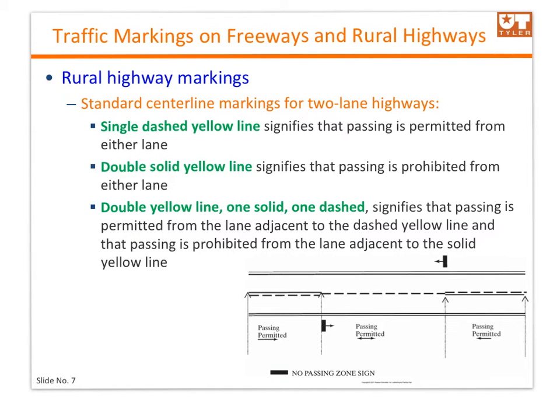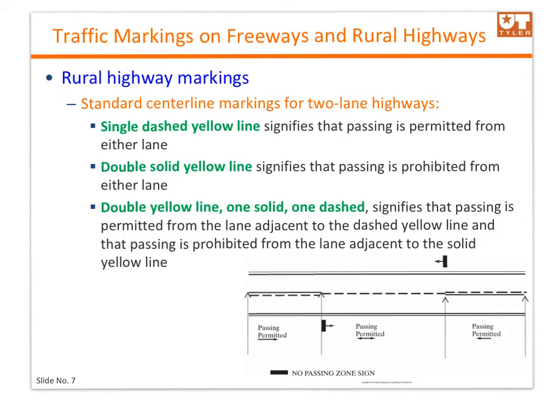When it comes to the rural highway markings, for the standard center line markings for 2-lane highways, we're having 3 types of center line markings. The very first one is single dashed yellow line. We're having double solid yellow line. We have double yellow line, 1 solid and 1 dashed. So as I mentioned before, the single dashed yellow line signifies that passing is permitted from either lane. While if we have double solid yellow line, this signifies that passing is prohibited from either lane.